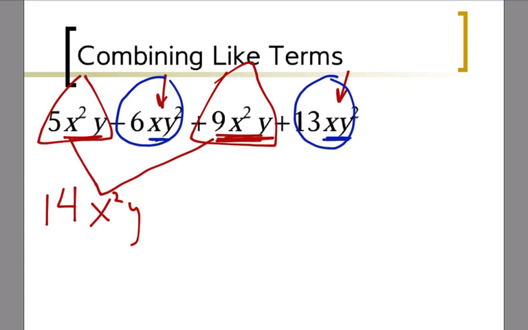Now I look at the circles, which is the negative 6 and the 13, and I go ahead and combine those to be negative 6 plus 13 is going to give me positive 7xy squared. And that's as far as I can go with this particular problem because there's no more like terms that I can deal with.